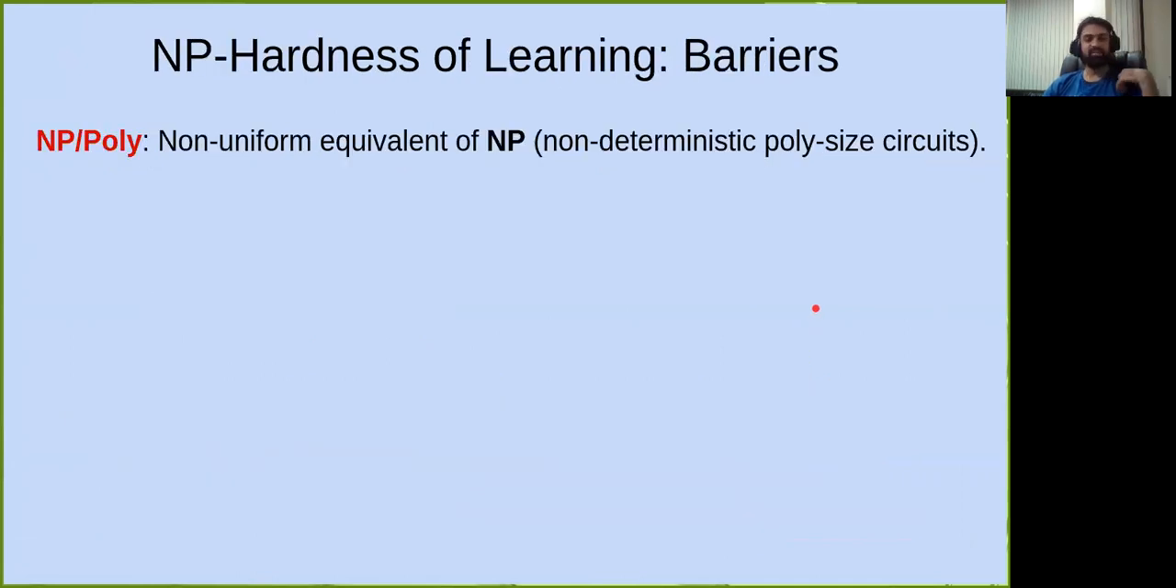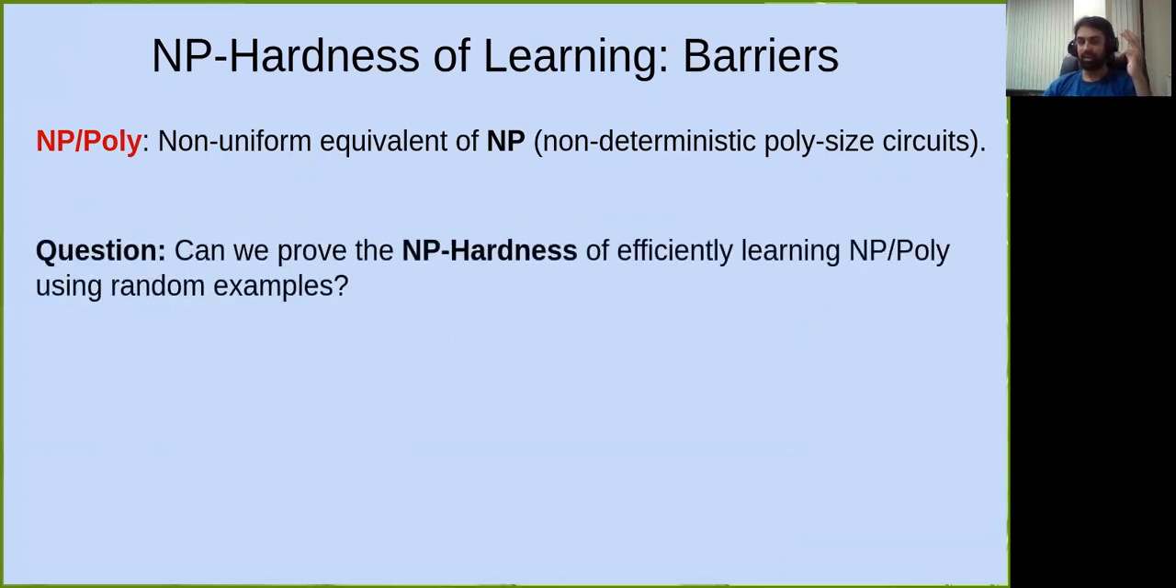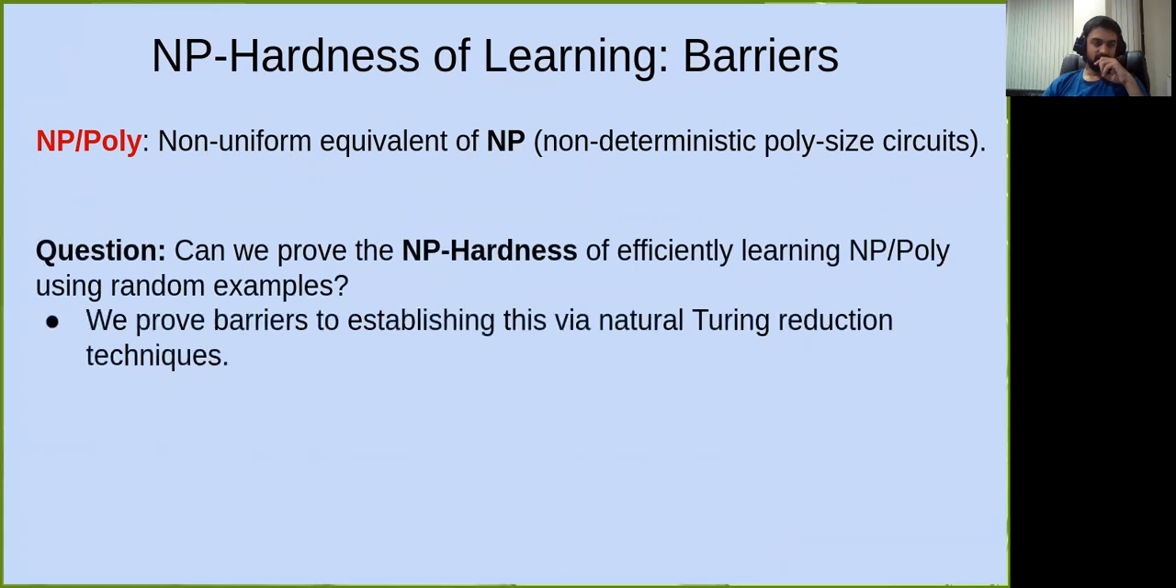So our next set of results deals with NP/poly, which is a non-uniform equivalent of NP. One can think of this as NP, where the verifier is a polynomial size circuit. So the question is, can we prove the NP-hardness of efficiently learning NP/poly using random examples? Recall that Applebaum, Barak, and Xiao showed some barriers to showing the NP-hardness of efficiently learning P/poly using random examples. And here we also prove barriers to establishing the NP-hardness of efficiently learning NP/poly using natural Turing reduction techniques.